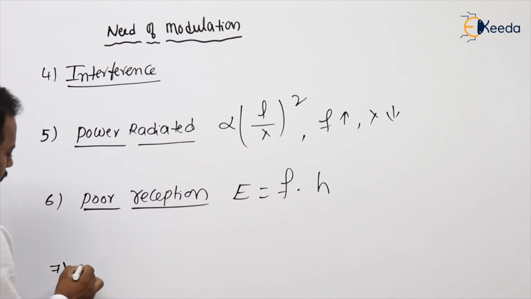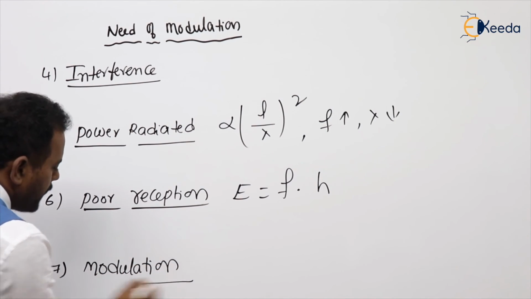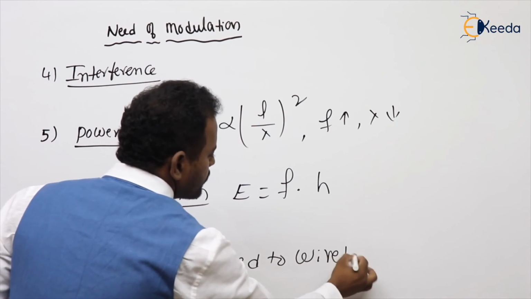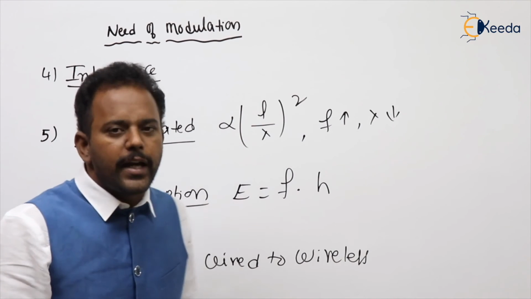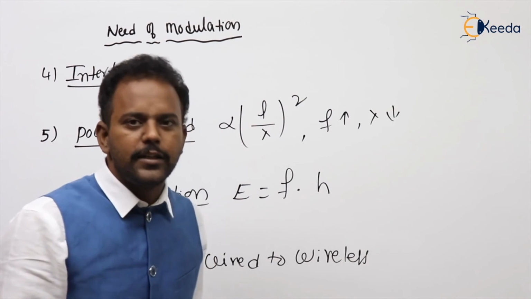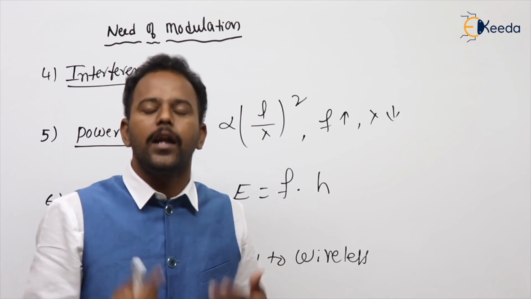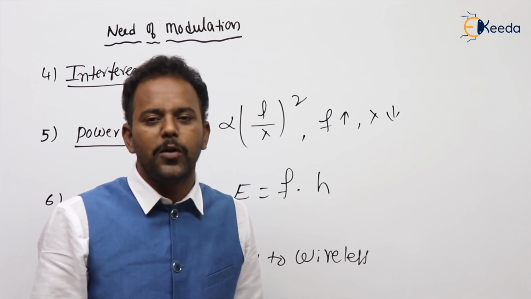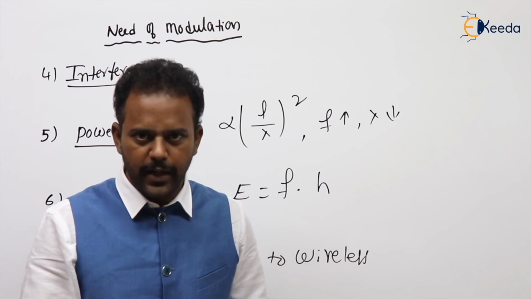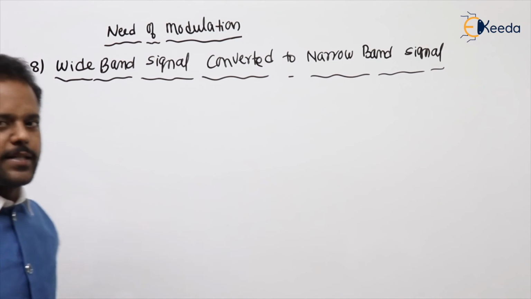Next point is, because of doing modulation, we are replacing wired communication with wireless. A simple example is a radio. If you don't have modulation, then obviously we would have to keep some cables from the FM station to your mobile or radio. Because of using modulation, we are replacing the cables or wire with a wireless medium. Clear?